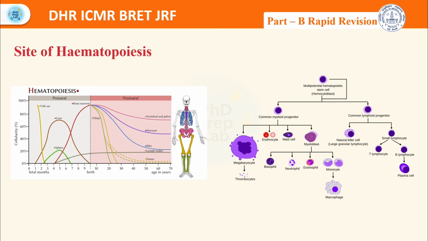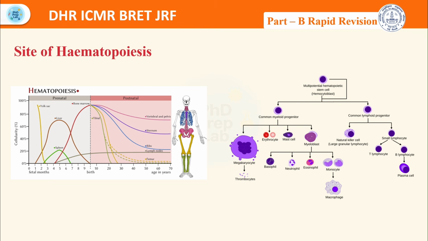So we'll move on to the next topic of hematopoiesis. This is the continuous process of making all the types of blood cells from your hematopoietic stem cells within the bone marrow. There is this multipotent hematopoietic stem cell, which is also called the hemocytoblast. It makes two progenitor cells. One is the common myeloid progenitor cell and one is the common lymphoid progenitor cell, which give rise to a number of different types of cells.